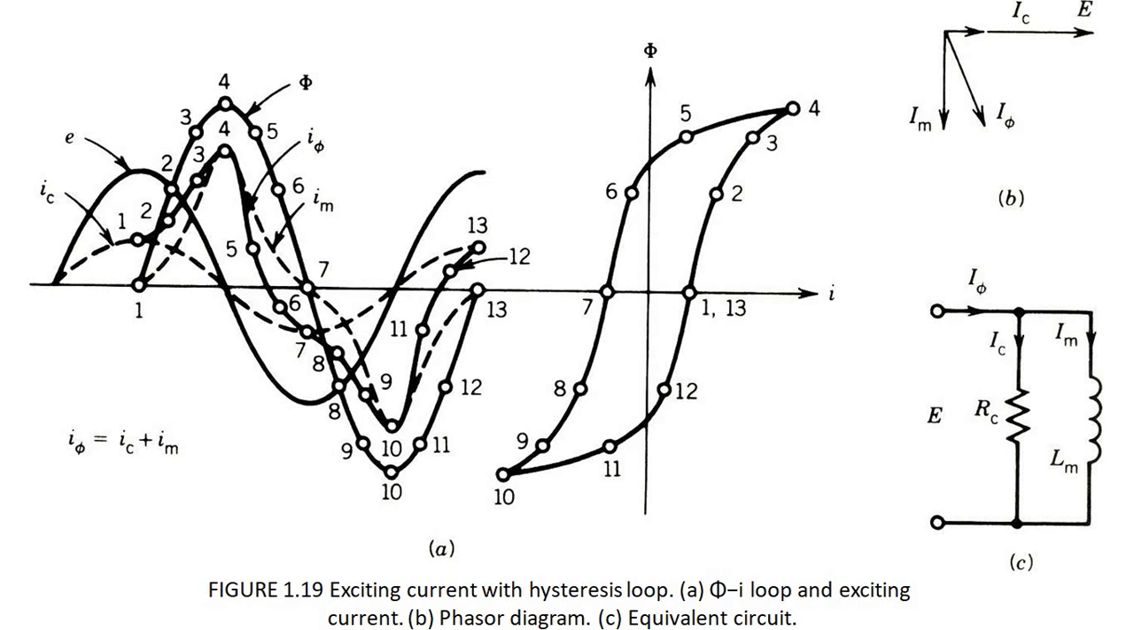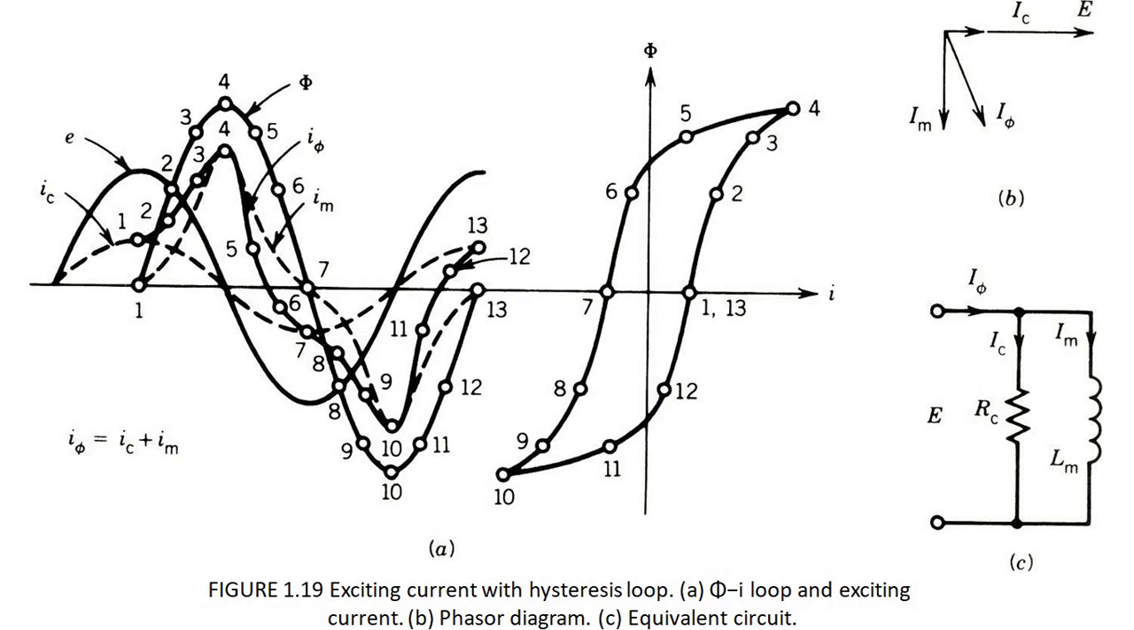The next one is the phasor diagram. In this phasor diagram, phi and I, that is the magnetizing and demagnetizing and coercive force, is called the hysteresis loop in the formation of phi and I.